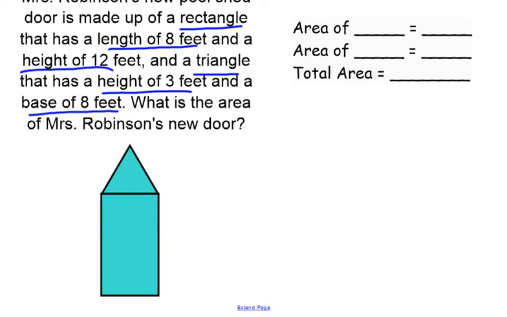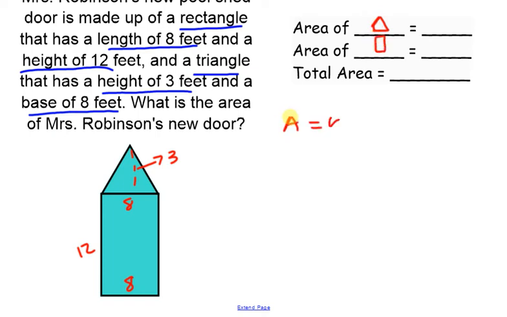So what I'm going to do is take this information and plug it into the drawing here. So the rectangle has a length of 8 feet, a height of 12 feet. The triangle has a height of 3 feet and a base also of 8 feet. And that's going to help me a lot. So I'm going to do the area of the triangle first, and then the rectangle second.